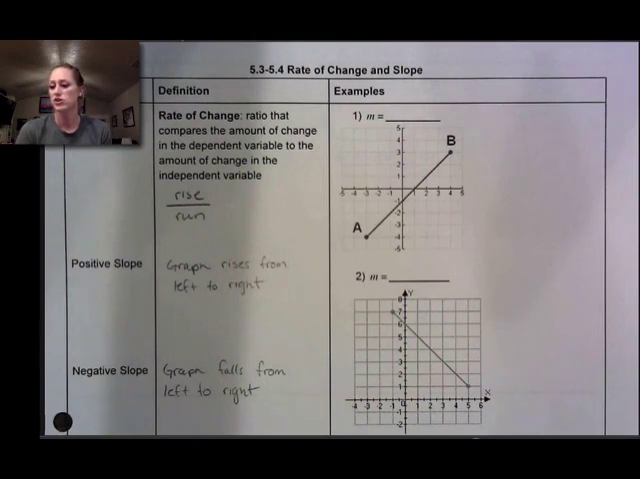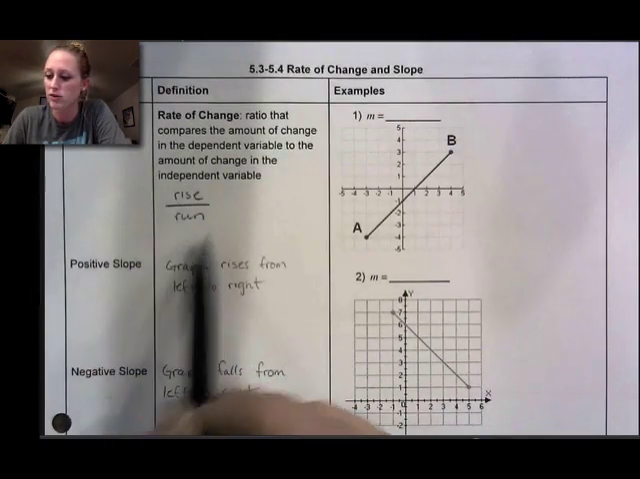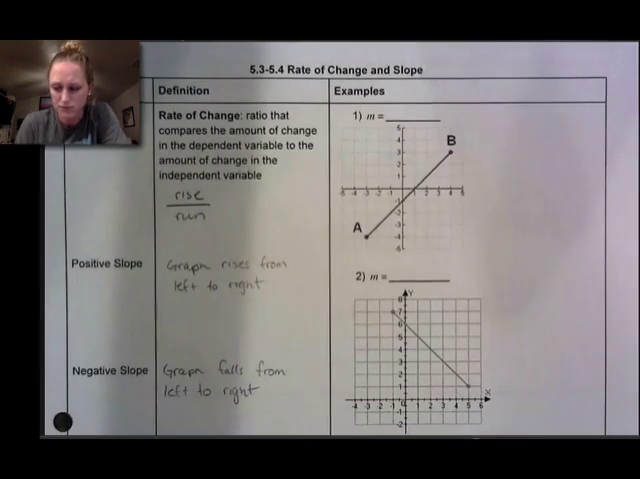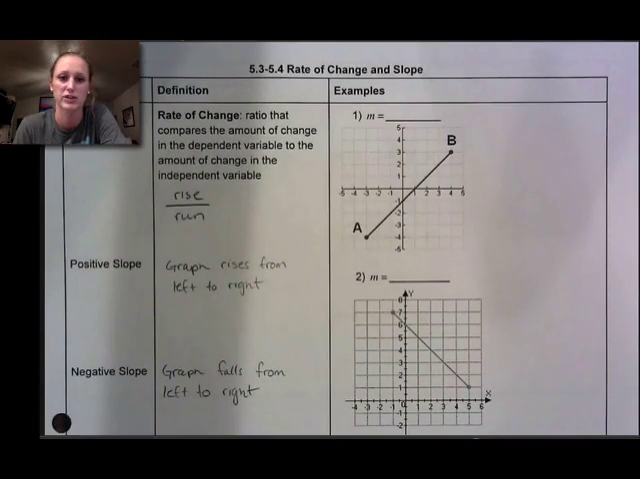So here's our definition of slope. It is a rate of change, which is a ratio, remember that just means a fraction, that compares the amount of change in the dependent variable, which is our y, to the amount of change in the independent variable, which is our x. So we want the change in y over the change in x. You guys have probably heard this term before, but a lot of times that's referred to as rise over run. Rise being the vertical change, run being the horizontal change.